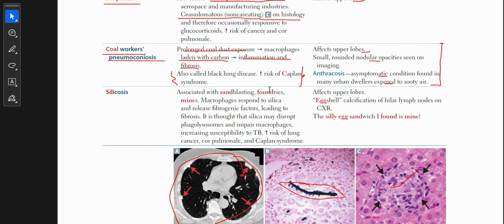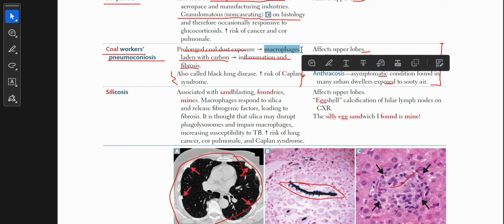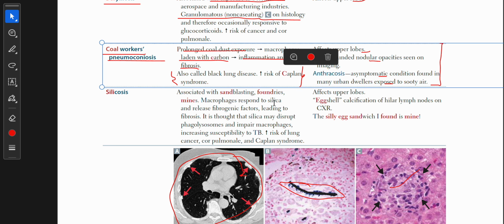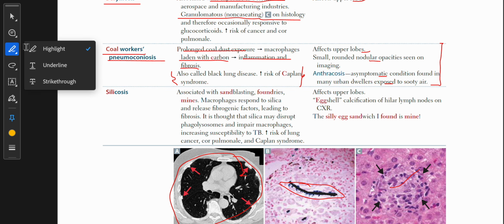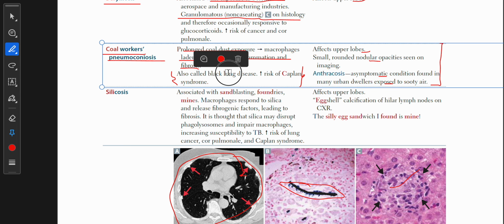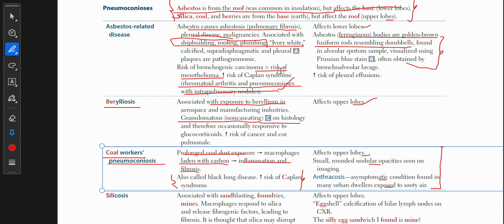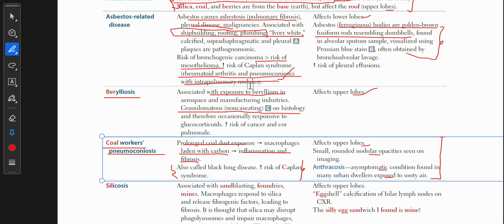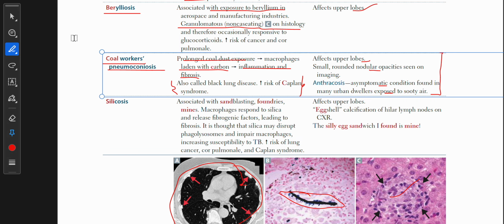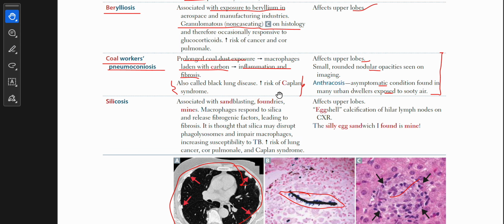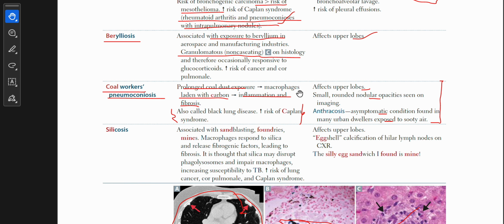So let's go from coal workers' pneumoconiosis. There is prolonged coal dust exposure, and macrophages laden with carbon lead to inflammation and fibrosis. That is also called black lung disease, and it increases the risk of Caplan syndrome. Caplan syndrome is rheumatoid arthritis and pneumoconiosis with intrapulmonary nodules, as we have discussed earlier. It affects the upper lobe, and small rounded nodular opacities are seen on imaging.